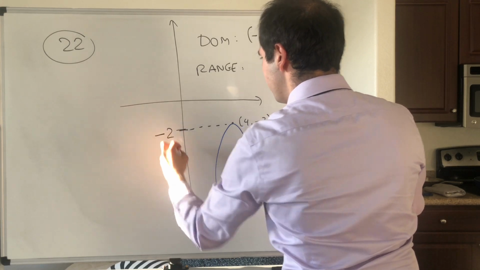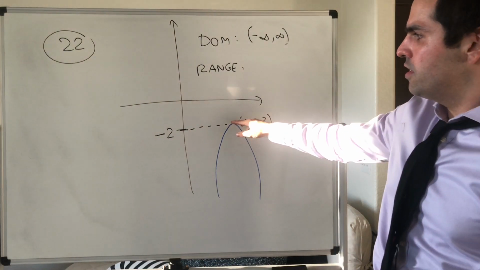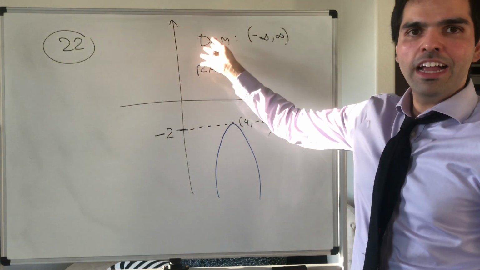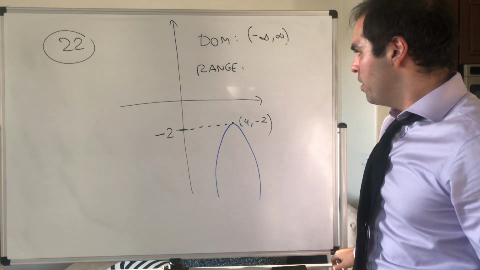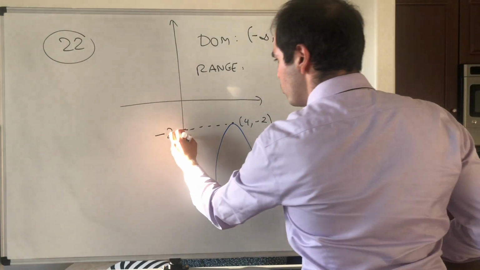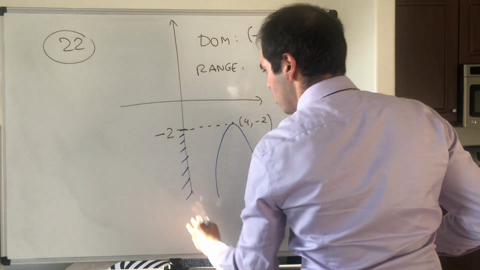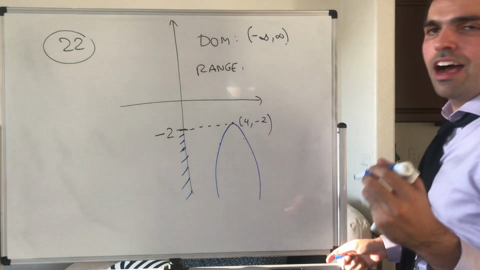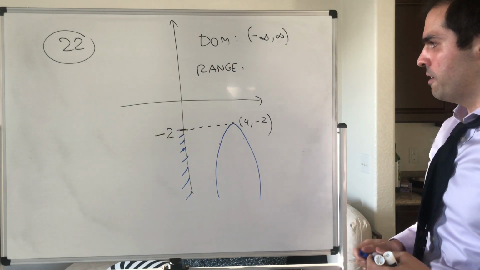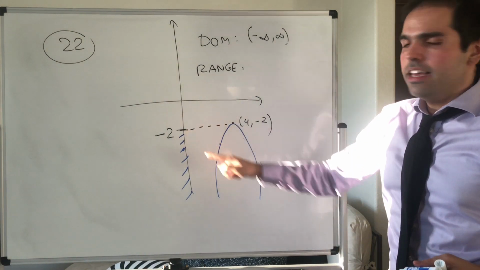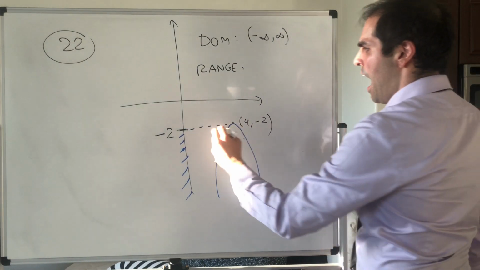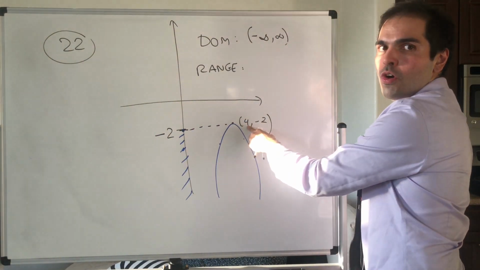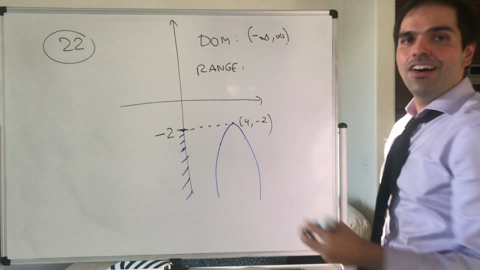Well, notice there are no values of this function above minus 2. So anything above minus 2 is not attained, but anything below minus 2 is attained. So let's say you want minus 3, there are in fact 2 values where the function is minus 3. Now the question is, is minus 2 in the range? Absolutely, because minus 2 is attained at 4, because this is on the graph.